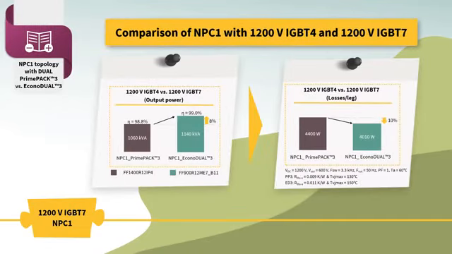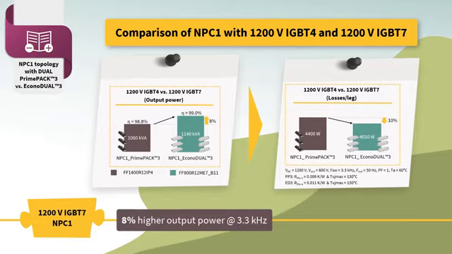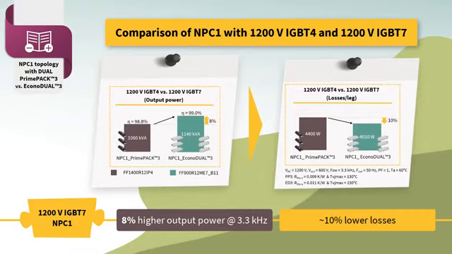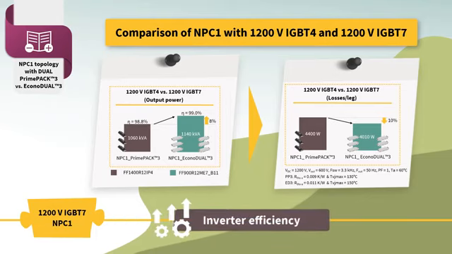It is common to build NPC1 topology products using 3 standard DUAL PrimePack 3 modules with IGBT4 technology. The next step towards cost and performance optimization in the existing inverter design is possible by switching to an EconoDUAL 3 package. Introducing IGBT7 chip technology in an EconoDUAL 3 with a 2-module parallel configuration enables the designer to reach 8% higher output power at a 3.3 kHz switching frequency operation with almost 10% lower losses. This further improves the inverter's efficiency by 0.2%, which is very impressive.